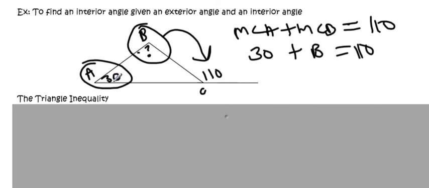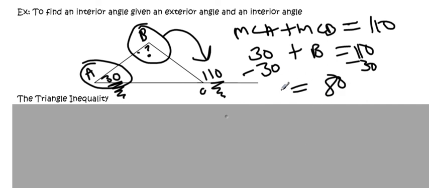So we would really just have to subtract the given interior from the exterior in order to find the other interior. So 110 minus 30 is 80 degrees. And then of course to find this missing angle C here, we have a linear pair. So 180 minus 110 is 70 here.